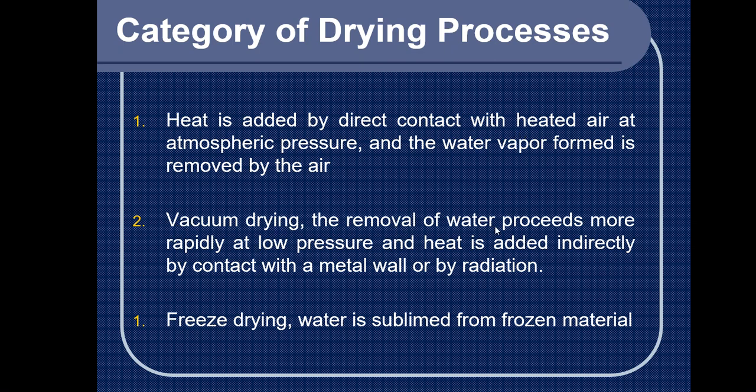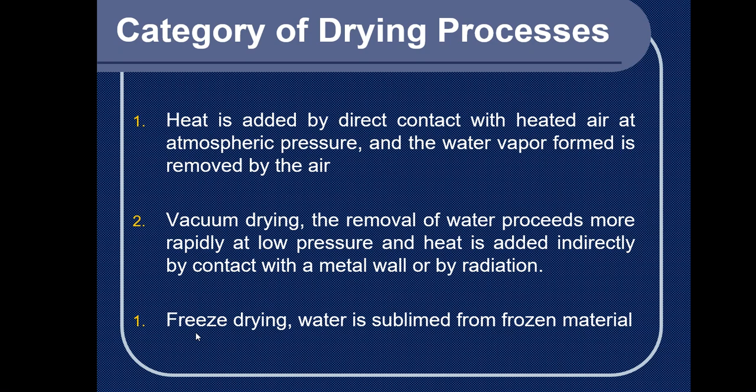The removal of water proceeds more rapidly at low pressure, and heat is added indirectly by contact with a metal wall or by radiation. In the case of vacuum drying, the heat is being transferred to the solid that needs to be dried via radiation. Okay, here in the first one, heat is added by direct contact. So this is more of a conductive, convective type of drying.